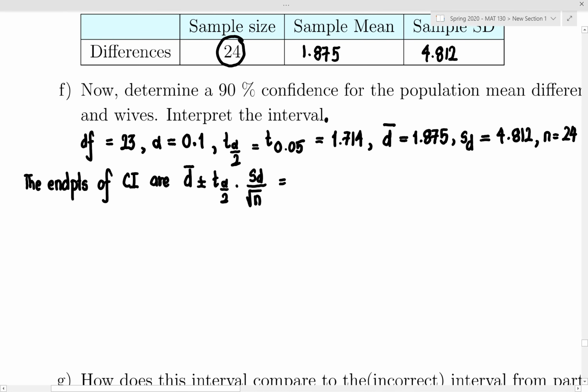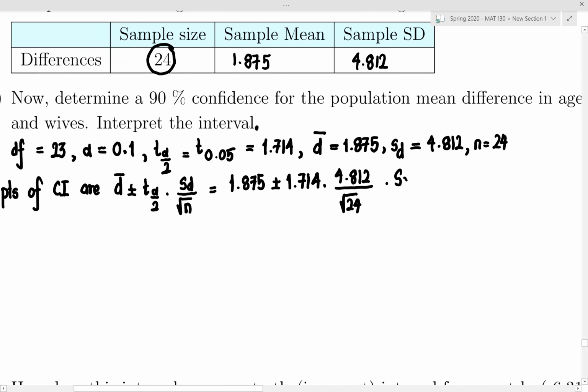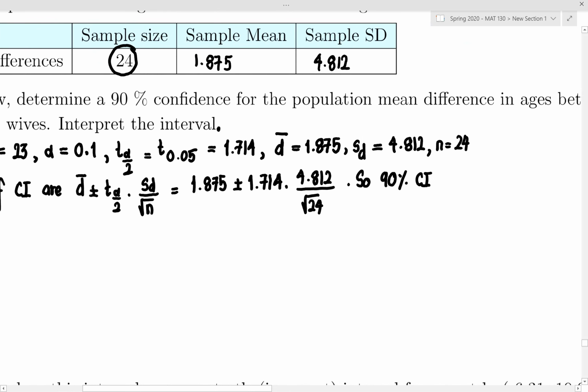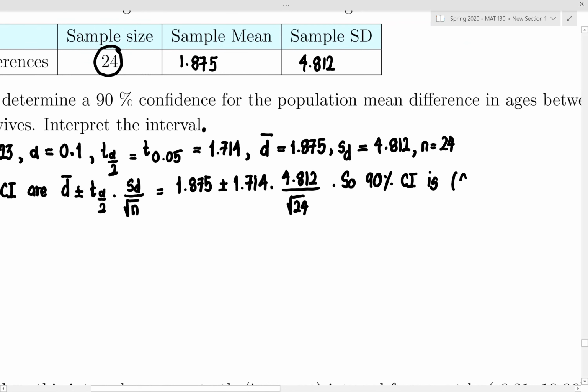Right, so when I plug it in, I get 1.875 plus or minus 1.714 times 4.812 divided by square root of 24. So when I plug in plus, I get one of the endpoints. When I plug in minus, I get the other endpoint. So the 90% confidence interval in this case here, if we use our calculator, is going to be 0.191 to 3.558.